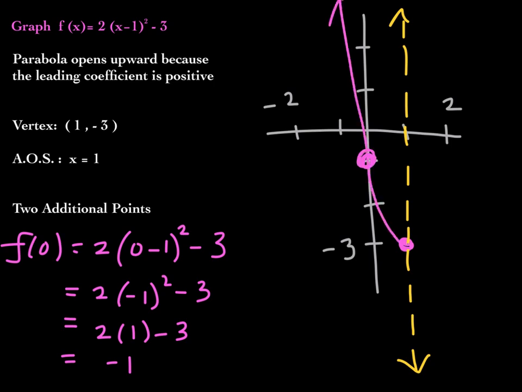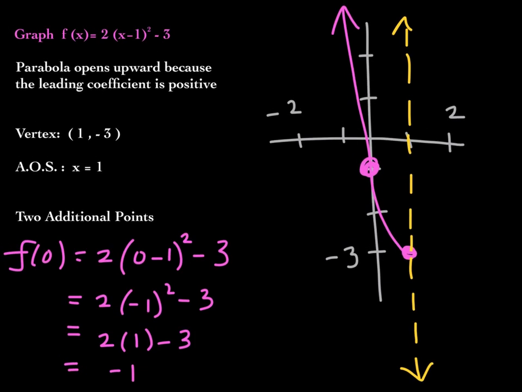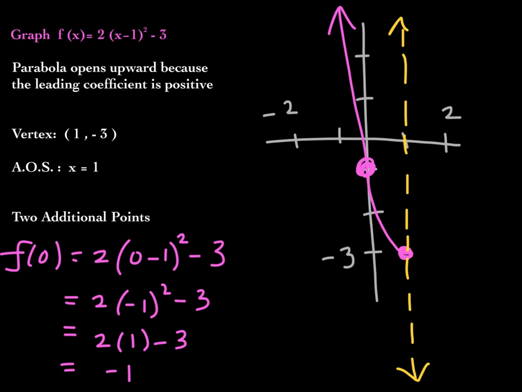What I'm about to show you next is the beauty of the AOS, the axis of symmetry. I asked you for 2 additional points. One of them you found right here by plugging in 0 and getting negative 1. I don't want you to have to do that again. I want you to use symmetry. Remember, AOS stands for axis of symmetry. I want you to use symmetry to get another point. And this is how.